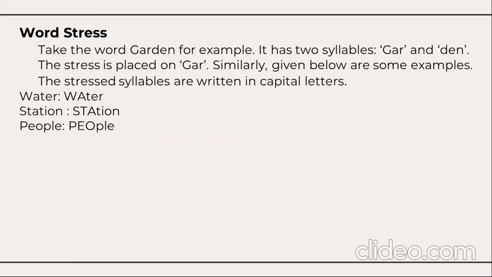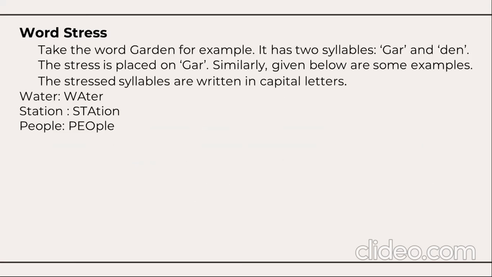Now we are moving to word stress. Take the word garden, for example. It has two syllables, gar-den. The stress is placed on gar. So we say garden, right? We don't say garden with the stress on den, right? Garden. Similarly, given below are some examples.